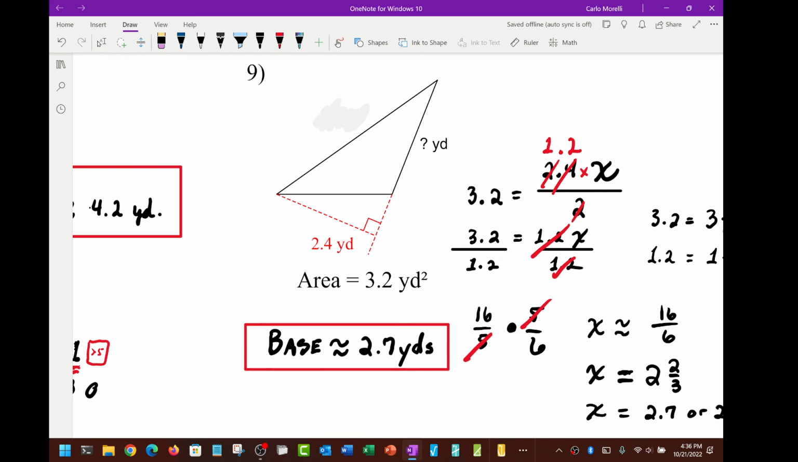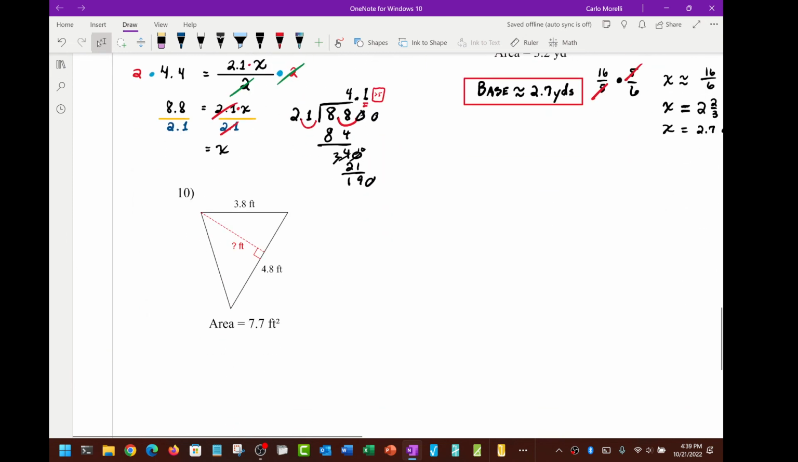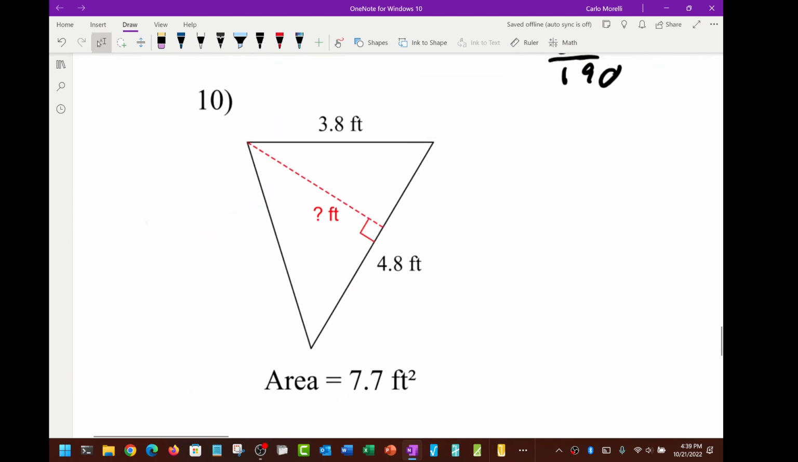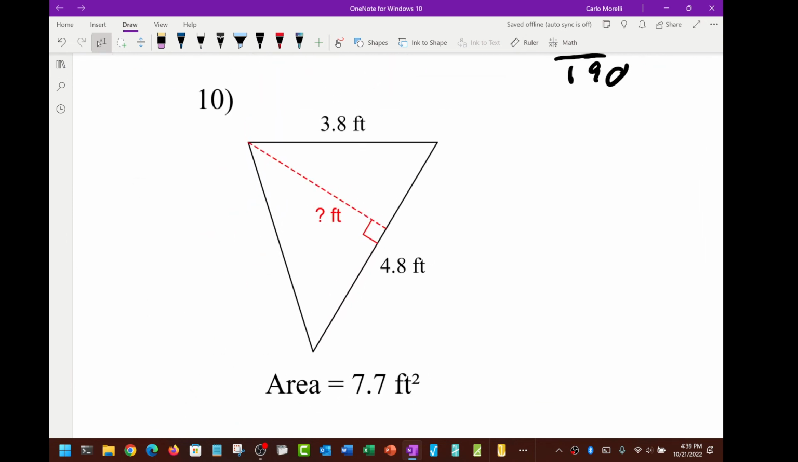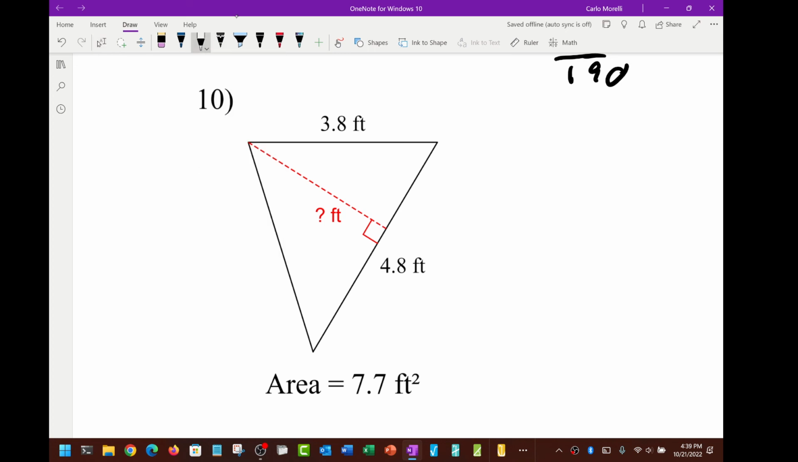All right, ladies and gentlemen, are we ready to finish this assignment? Yes. Okay, so this time they want the height. So first of all, let's get rid of the useless information.